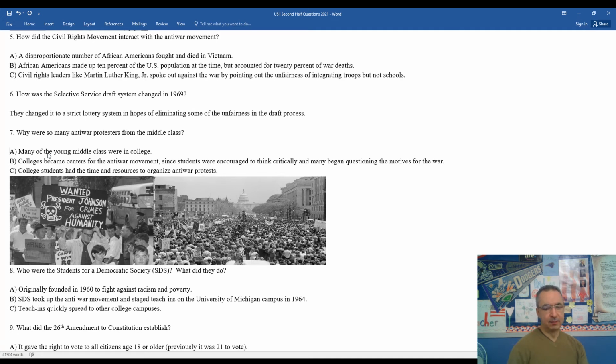8, who are the Students for a Democratic Society, or SDS? What did they do? They were originally founded in 1960 to fight against racism and poverty. They took up the anti-war movement. They staged what are called teach-ins, starting in the middle 1960s. In 1964, the University of Michigan campus. Teach-ins quickly spread to other college campuses across the country.